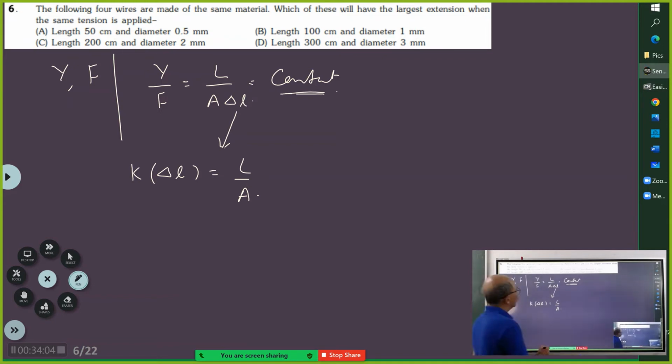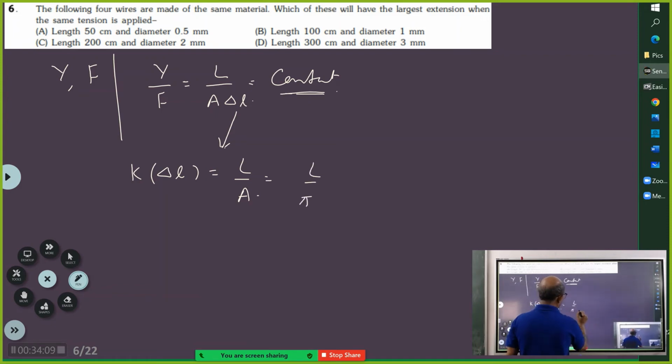And they have told wire, so they are given diameter. So you convert this into L by pi r square. Whichever L by r square is more, in that the delta L will be more. They are all given diameters here, so make your life simple: L by pi d square by 4.